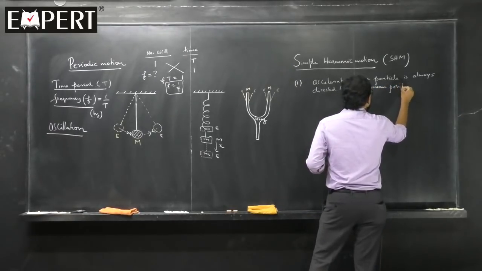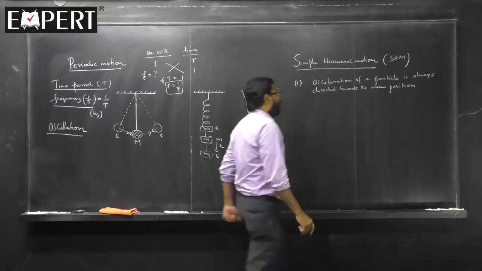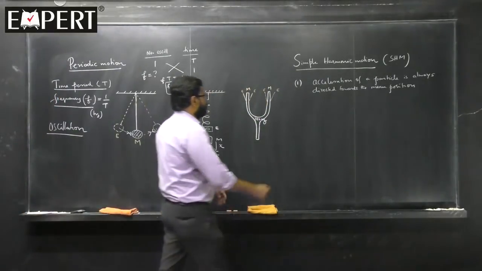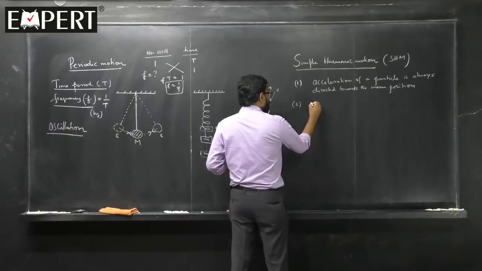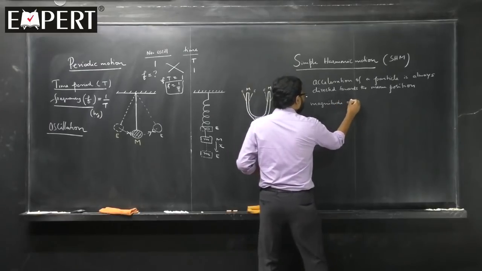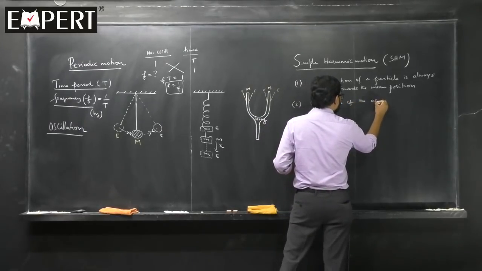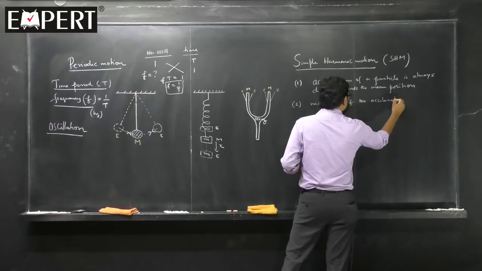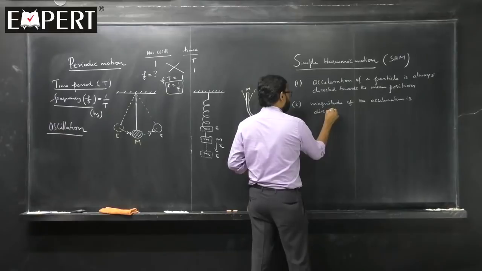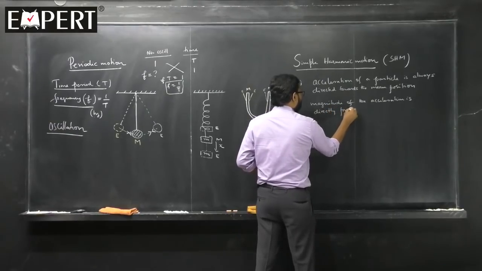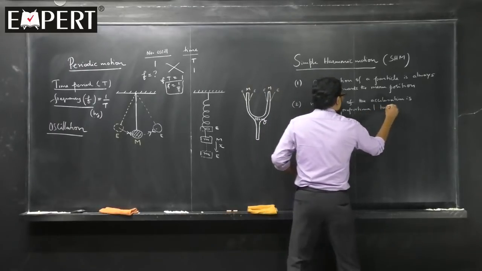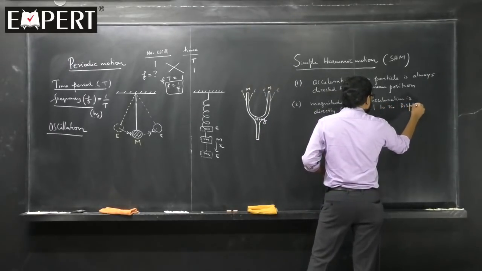This is the first required condition. A particle is said to have a simple harmonic motion if the acceleration of the particle is always directed towards the mean position. And the second required condition is that the magnitude of the acceleration is directly proportional to the displacement of the particle from the mean position.